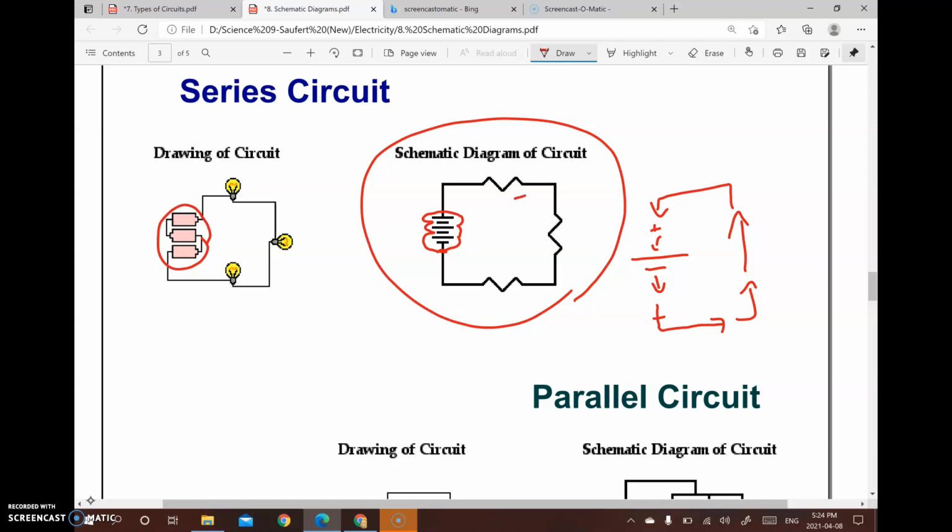Now they're showing loads with the zigzag. So you'll see some with the zigzag. In this one, all three are zigzags because we have to show the same symbol for our loads.